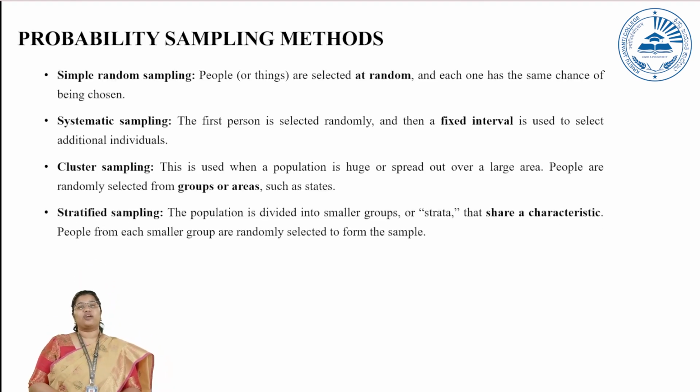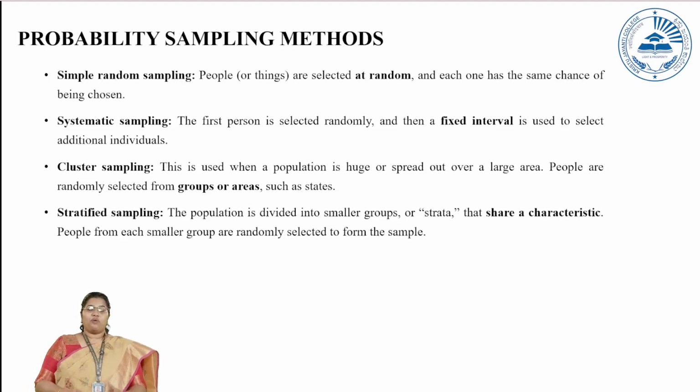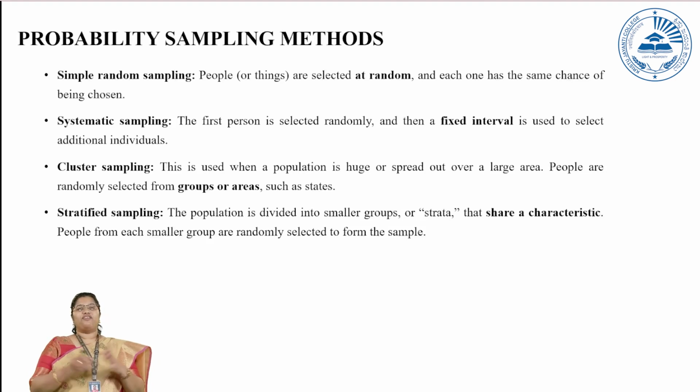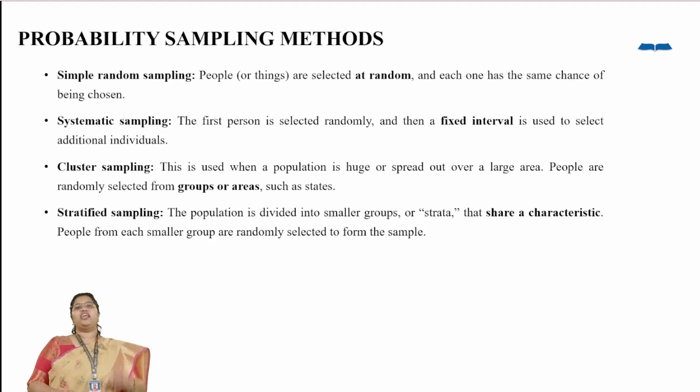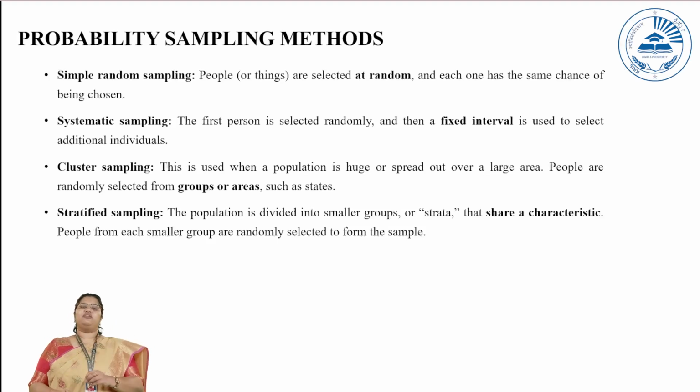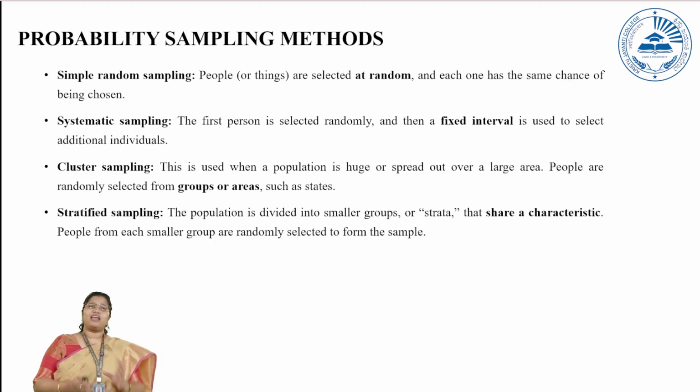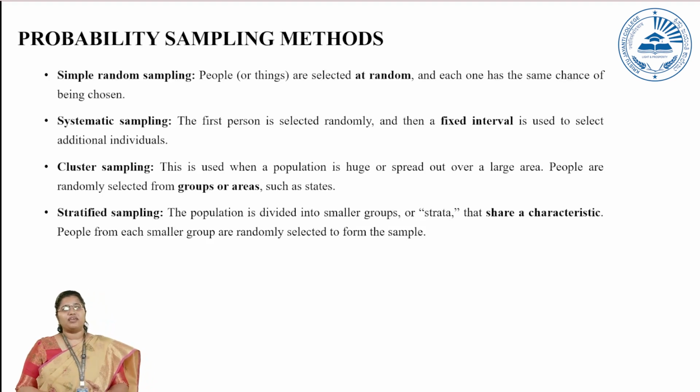The next one is stratified sampling. Under stratified sampling, once the population is known, we divide the population into certain smaller, definite groups. And from each of these groups, based on the common characteristics that they share, we select the elements to form the sample. So, what is the difference between cluster sampling and stratified sampling?